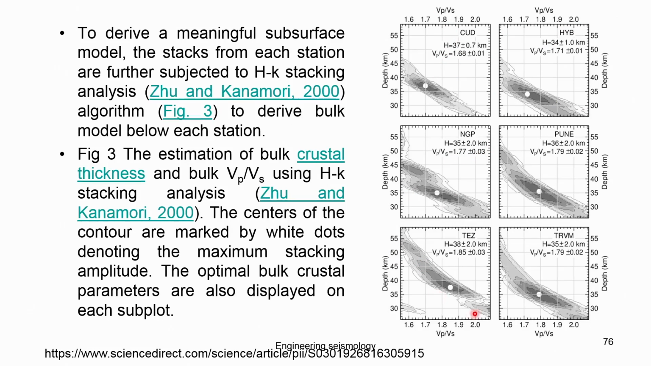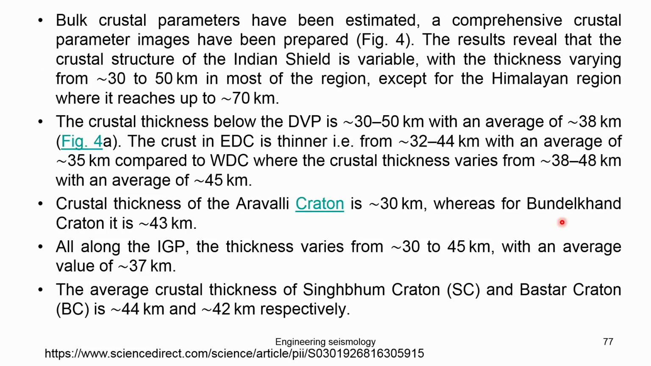So, this is basically the earthquake data they considered. This is how it is distributed, the grayscales. For the estimation of bulk crustal thickness and the bulk Vp/Vs using HK stacking analysis, the centers of the contours are marked with white dots denoting where the maximum stacking amplitude is expected. The optimal bulk crustal parameters are displayed on each subplot. So, the bulk crustal parameters have been estimated, and comprehensive crustal parameter images have been prepared.